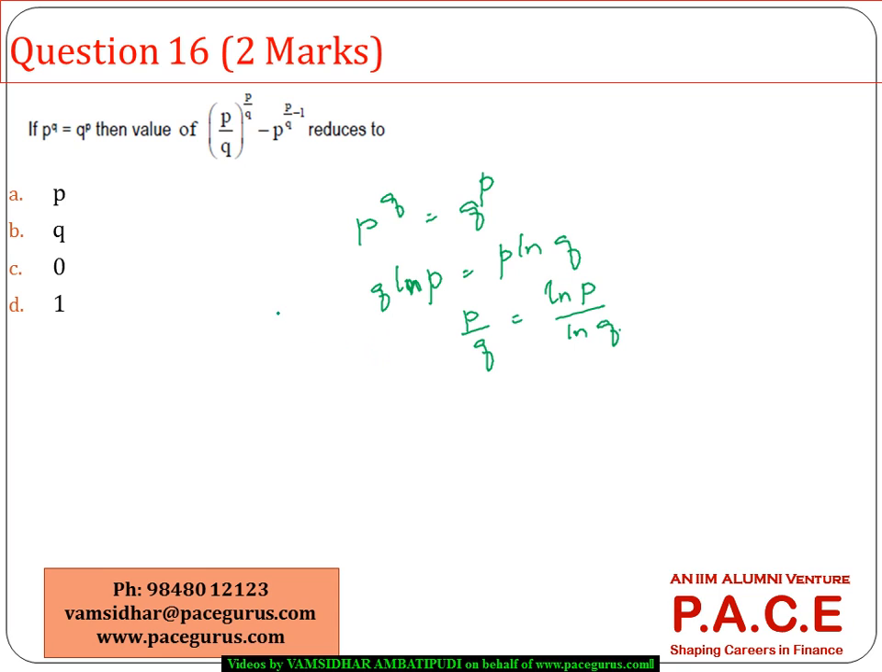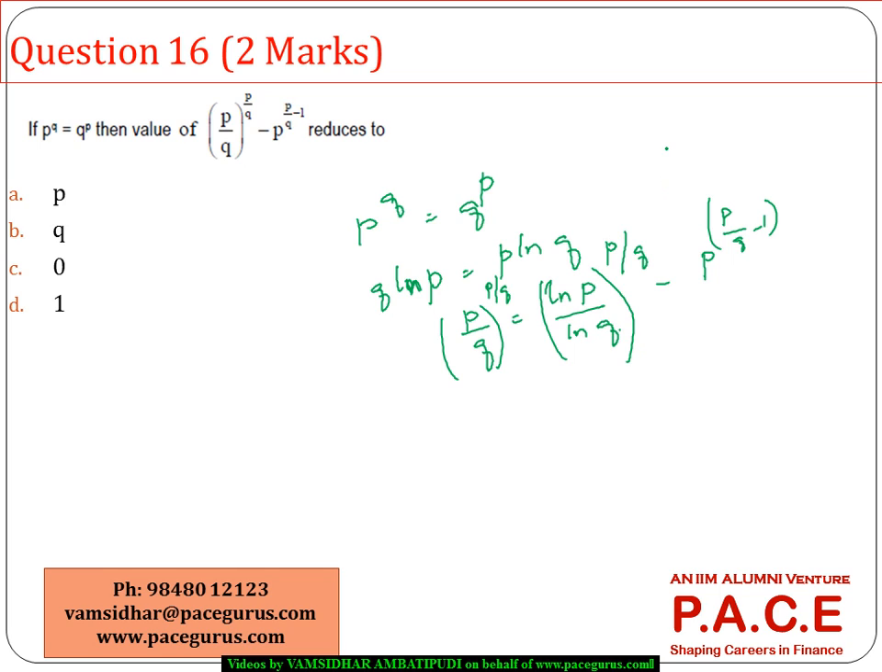Right? So we'll start off. Now let's try to expand this. P by Q to the power log P by log Q. And here we are talking about P power. So when I say P by Q equals log P by log Q, probably I can say P by Q to the power P by Q is equal to log P by Q to the power P by Q, minus P power P by Q minus 1. Alright?